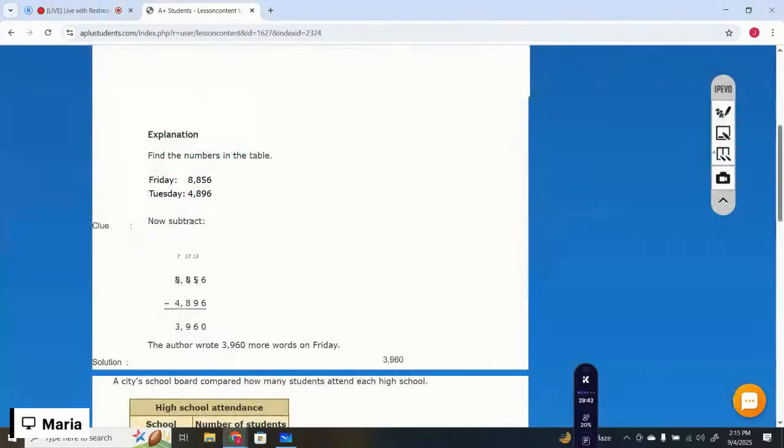You need to calculate how much more on Friday. So subtract the words on Tuesday from Friday. 6 take away 6 is 0. You cannot subtract 9 from 5. You need to borrow 1. 15 take away 9 is 6. Again, we have 7 here. We cannot subtract 8 from 7. We need to borrow 1. So 17 take away 8 is 9 and 7 take away 4 is 3. That is 3,960. That means on Friday, she wrote 3,960 more words.